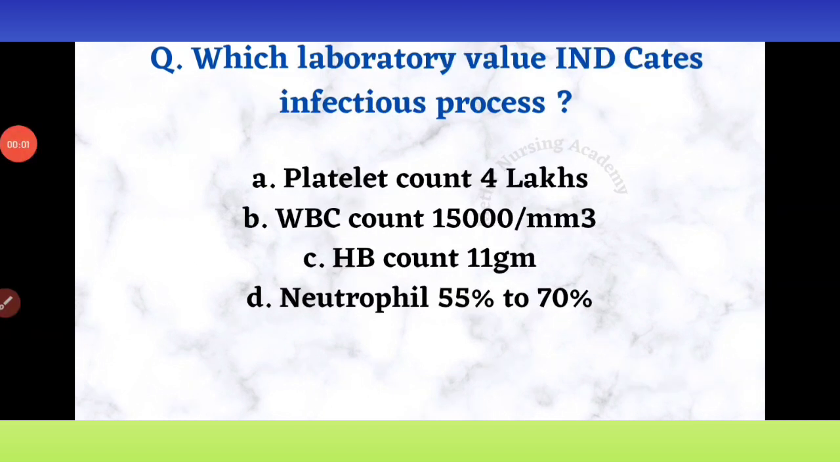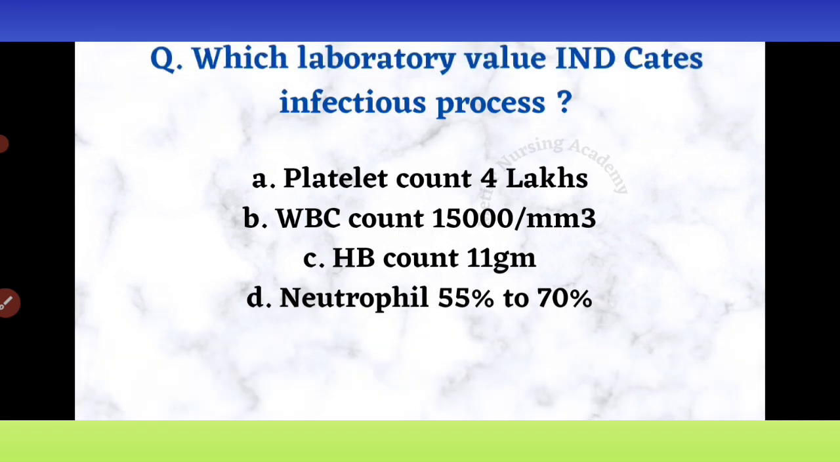Which laboratory value indicates infectious process? And four options are given here: platelet count 4 lakhs, WBC count 15,000 per cubic millimeter, HB 11 grams, neutrophil 55 to 70%. It is a memory-based question, and you should know the normal value of each in order to solve this question. Even though it is a simple question, many students make mistakes in this. So let's see in detail.